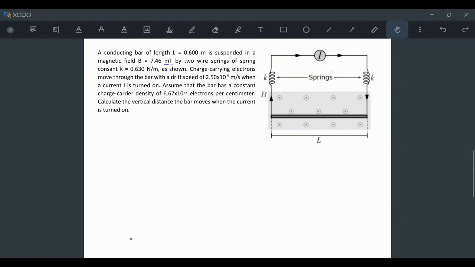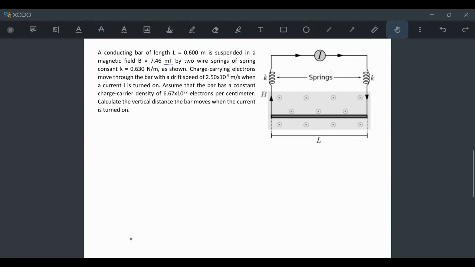The bar is suspended in this region of magnetic field by some springs, and the springs also double as wires, which are carrying this current that's indicated here. So we're told that there are charge carrying electrons, which is not a surprise, move through the bar with a drift speed of 2.5 times 10 to the minus 5 meters per second when the current flows.